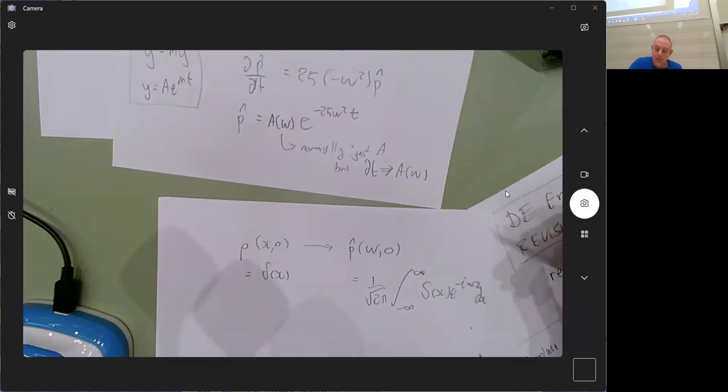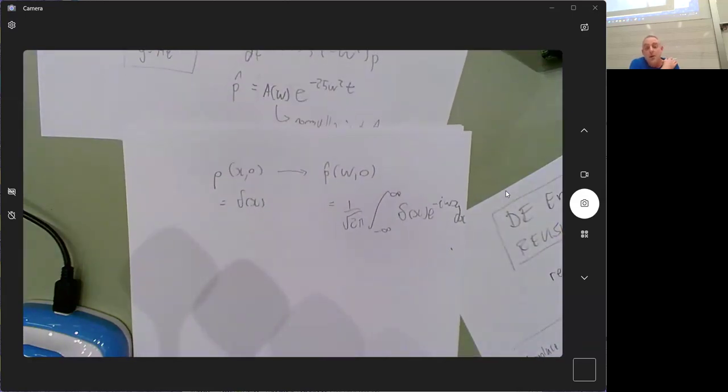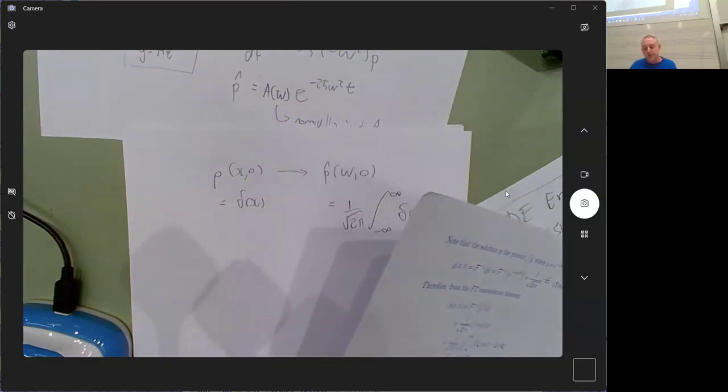If I sub in numbers for the x's, then it'll make the x's go away. Okay. Well, when you integrate delta x from minus infinity to infinity, you get 1, because delta x is mostly 0.